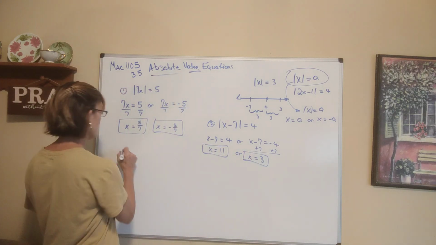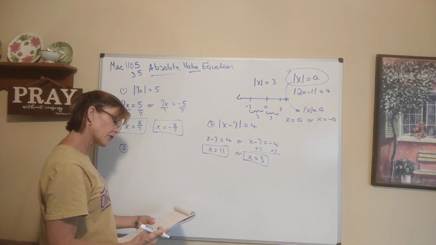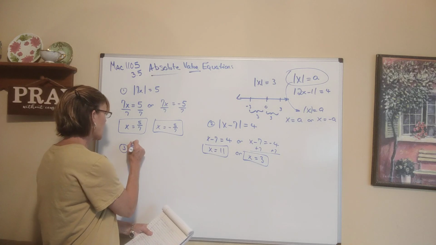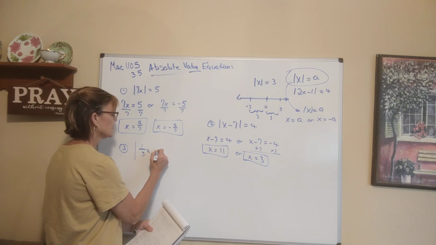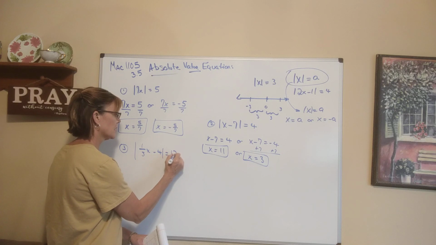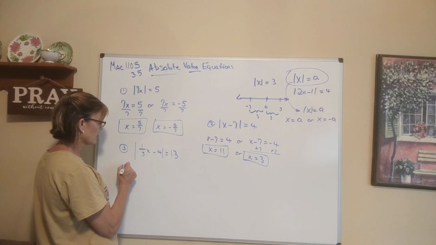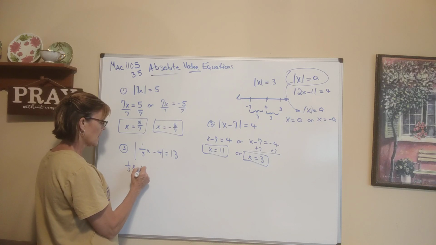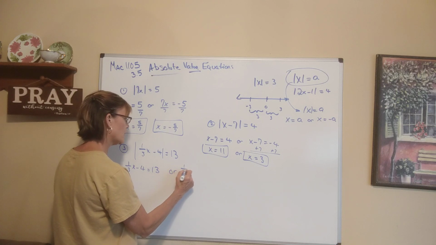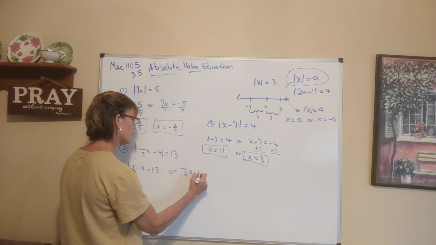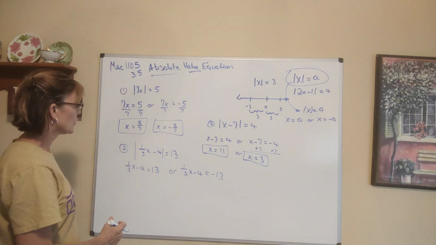Here's example 3. If we have to solve, let's say, something with a fraction in it. Okay, here we go. The absolute value of 1/3 x minus 4 is equal to 13. This will be true when you take off the absolute values, when either 1/3 x minus 4 is equal to 13, or when 1/3 x minus 4 is equal to the opposite of 13. We will solve these 2 equations.